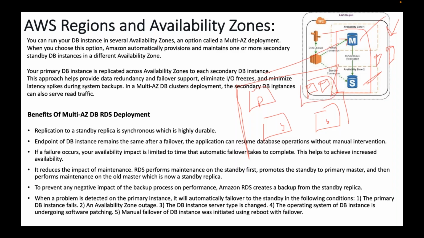Who will flush the data to the read replicas? The primary only. The primary will flush the data to the read replicas and the secondary standby servers also. The secondary standby server is required because if the primary goes down, the secondary standby becomes primary. That failover will happen here.